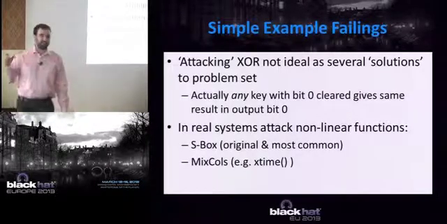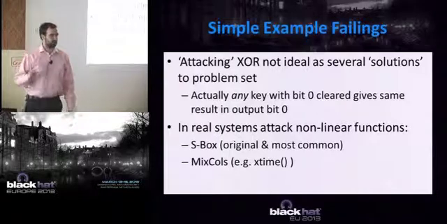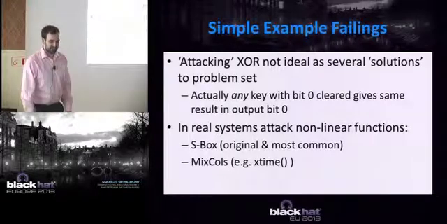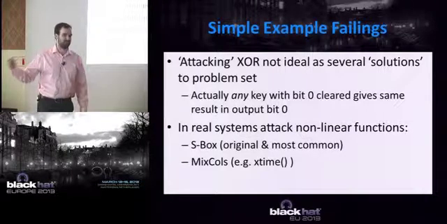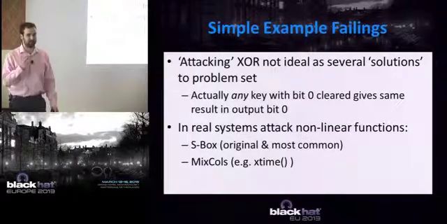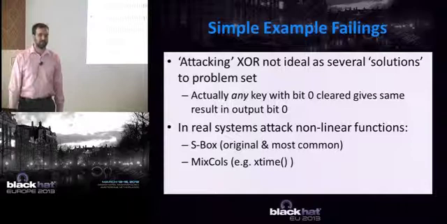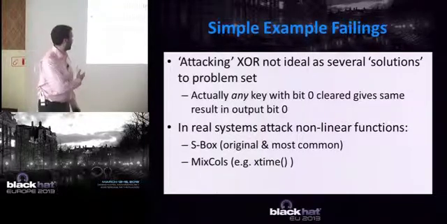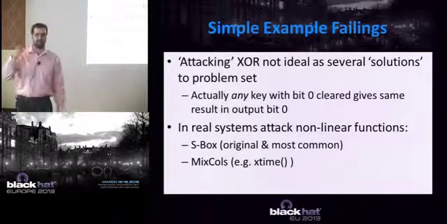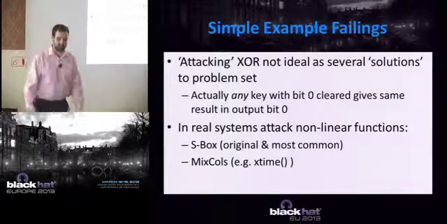If you start to think too much about this example, you'll realize it's quite poor and will start to fail. For example, in that first case, any key with bit 0 cleared gives you bit 0. So you're going to have multiple keys that are successful. In real examples, we wouldn't be attacking something like the XOR. What you might look at is the S-box output of the AES.